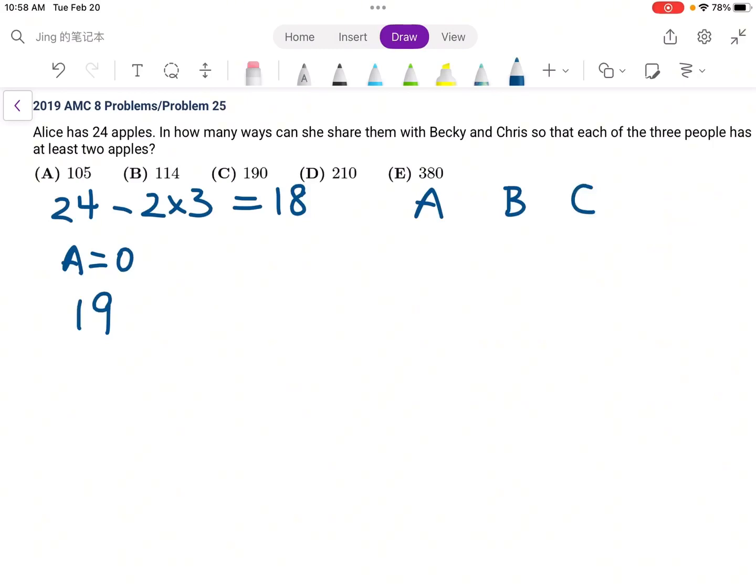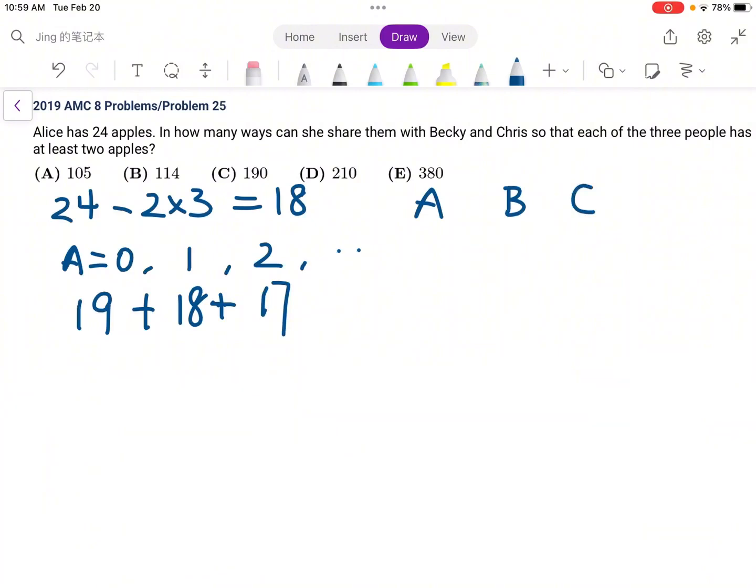Now if A gets 1 apple, then B is left with 17 apples to choose from. So B can get from 0 to 17 apples. That's 18 choices. And C will get again whatever is left from B. When A gets 2 apples, B is left with 16 apples to choose from, and B can get any number from 0 to 16. So that's 17 choices for B, and then C again gets anything that's left.